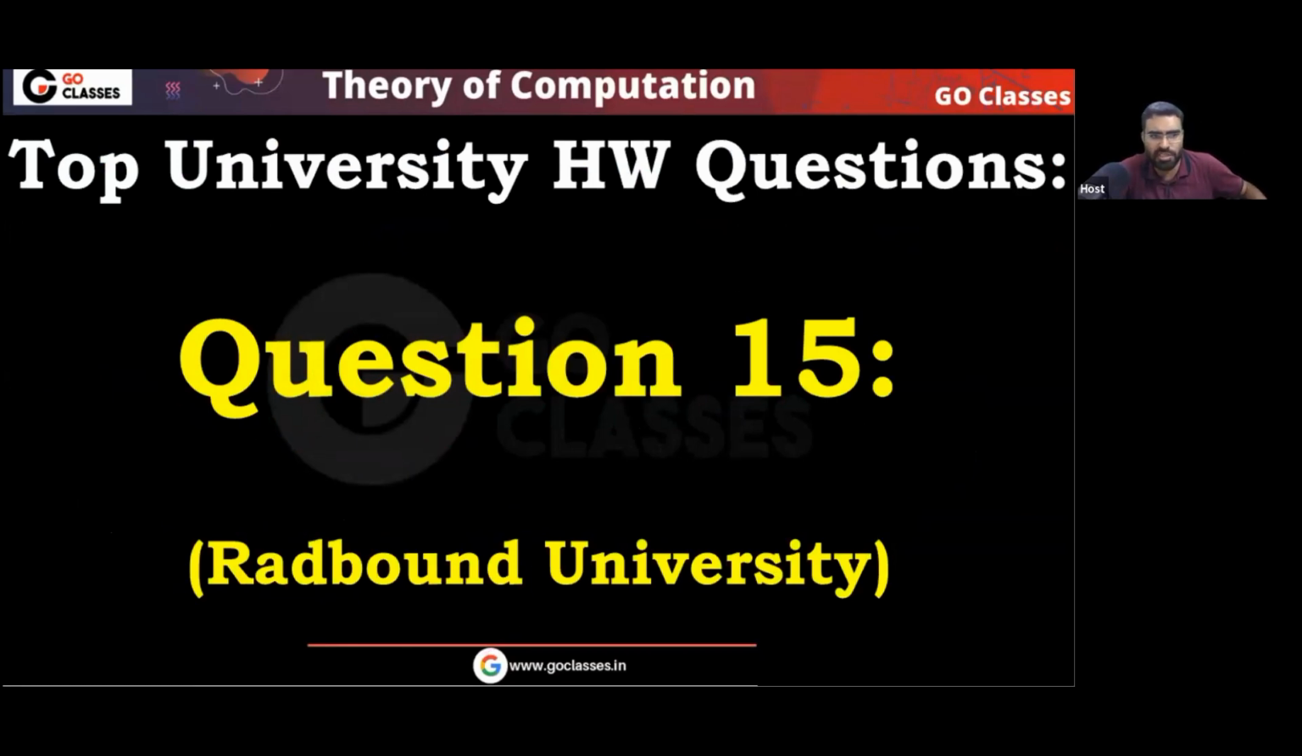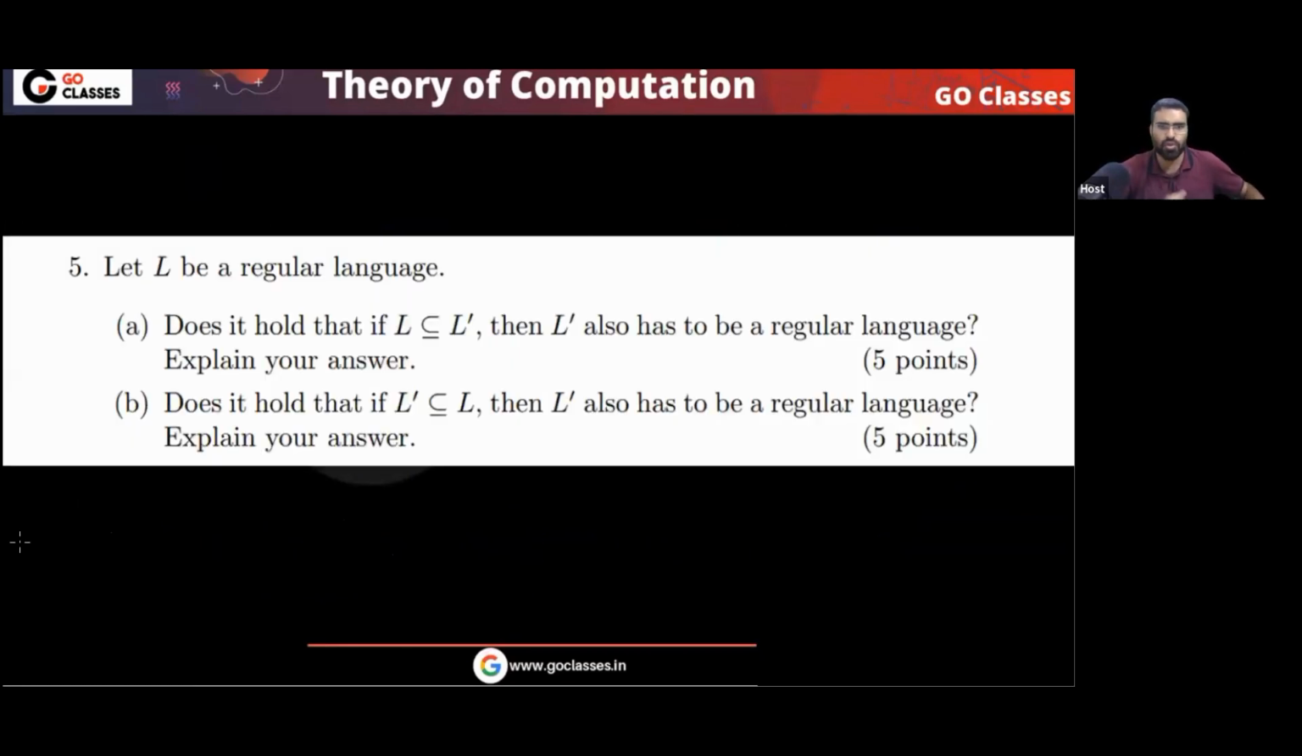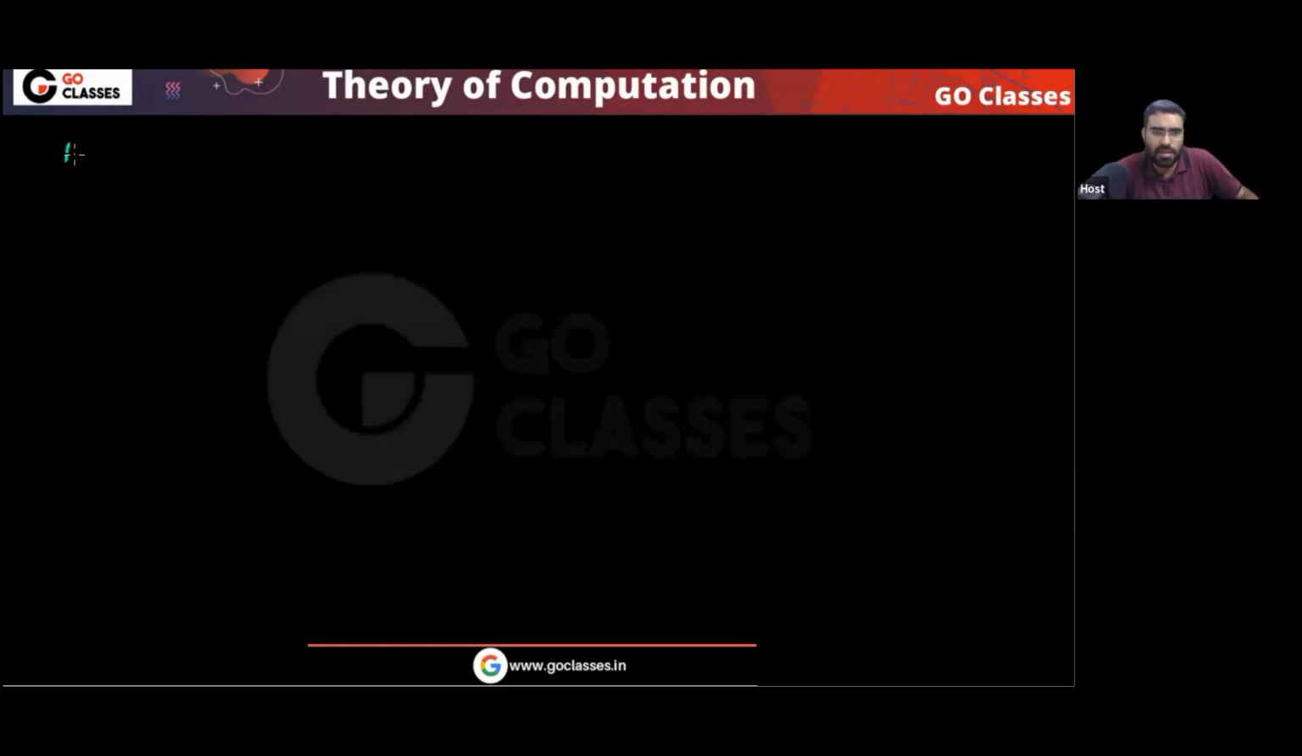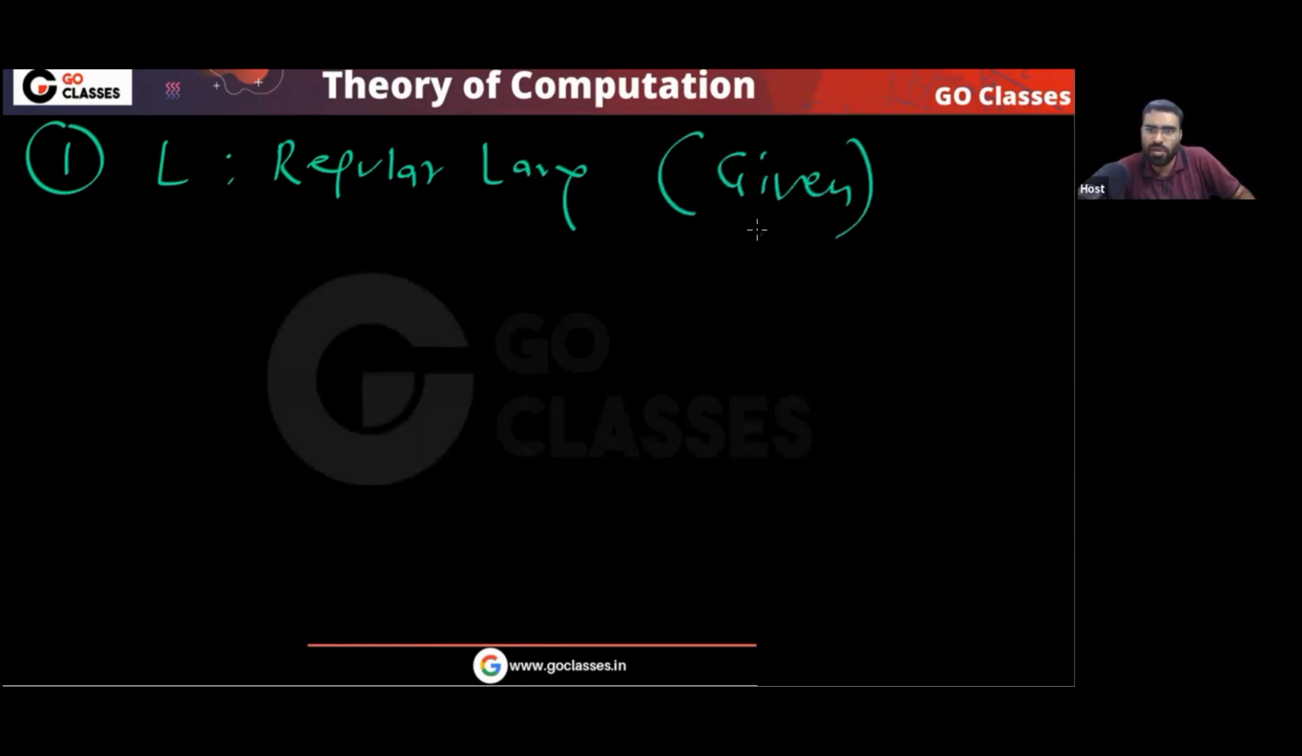Now let's see question number 15. This is from Redbound University. This is the last question. You tell me the answer for these questions. Let L be a regular language. The question is saying L is a regular language, and the question is, does it hold that if L is a subset of L dash, then L dash is also regular? See, the first statement is saying L is regular. This is already given to you.